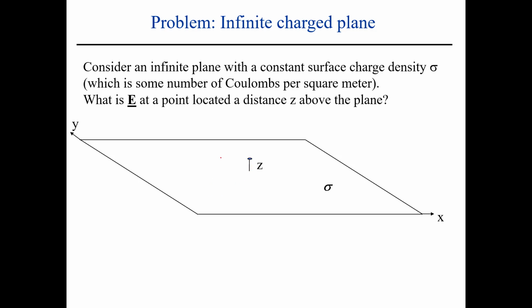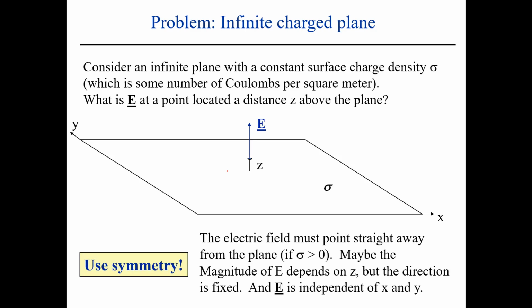Okay. So we can also use a cylindrical Gaussian surface, which is perpendicular to the plane. We can use a Gaussian pillbox. So, let us see what it uses. So, the electric field must point straight away from the plane if sigma is greater than 0. Meaning to say, if this is a positively charged plane, then the electric field would be going this way. But if it is negatively charged, then your electric field points inward.